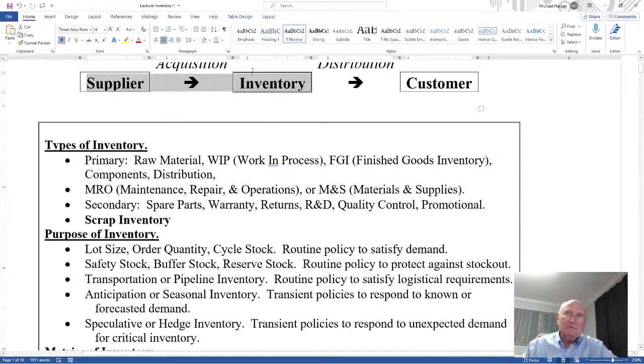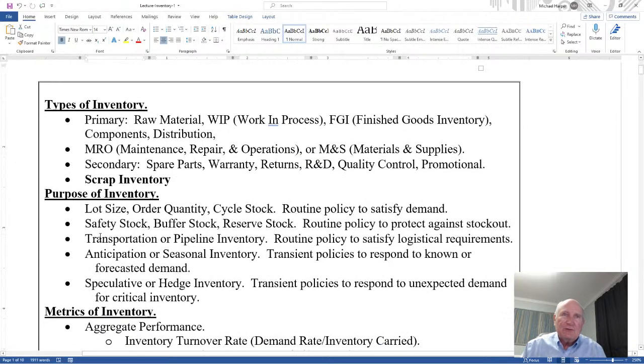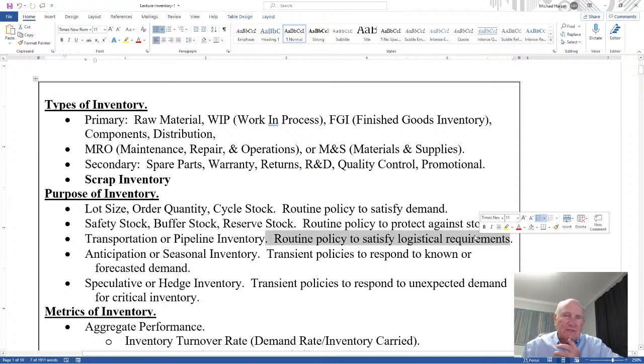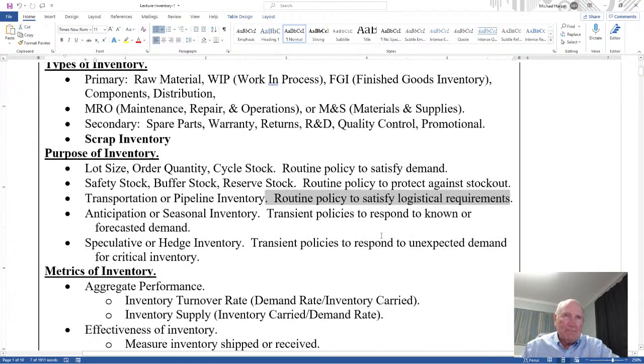And sometimes in commodities, for example, I place an order on January 1st, and I may not get it till June 1st. Okay, so it's like 5 months of lead time. So when that's true, then your transportation or pipeline inventory, depending on the product, is a routine policy to satisfy your logistical requirements because it takes that long to get them.